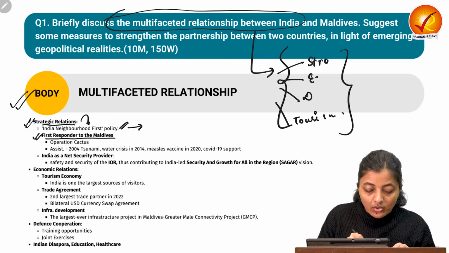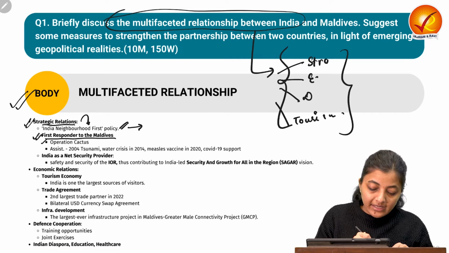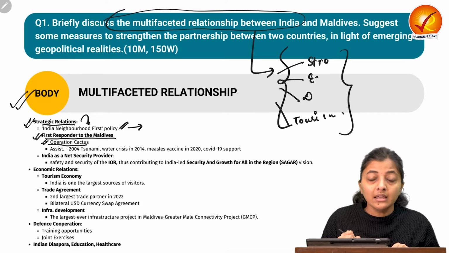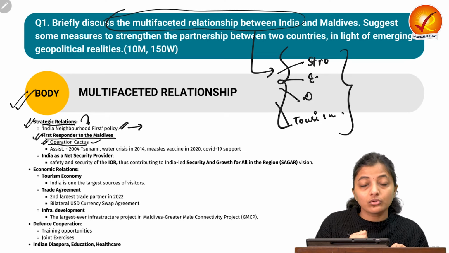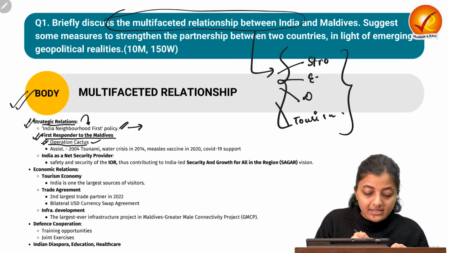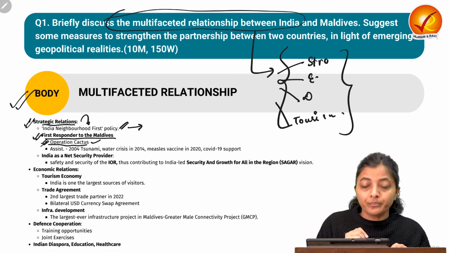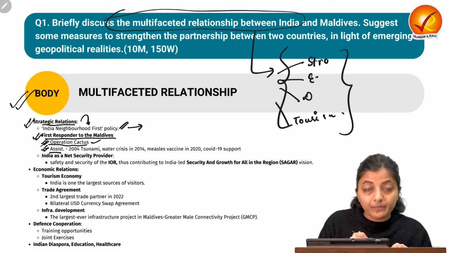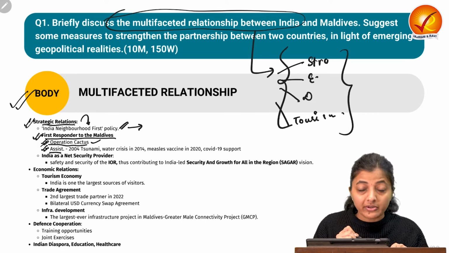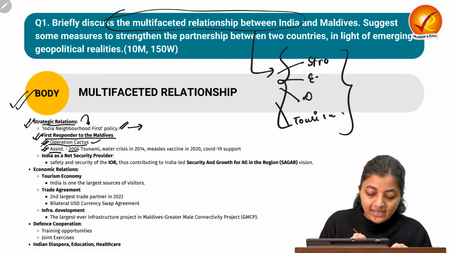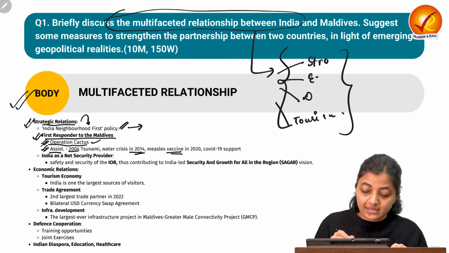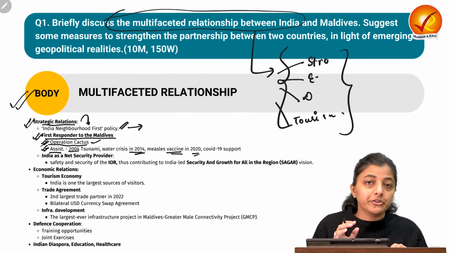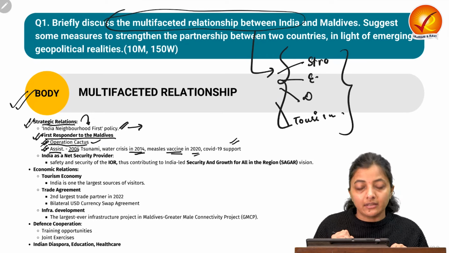Also, India is always the first responder to Maldives. Take the example of Operation Cactus, when people tried to carry out a coup in the Maldives in 1988. India, via its intervention, halted that coup attempt. Second, India is always at the front foot to give assistance, like in the 2004 tsunami and the water crisis in 2014. Next is providing 30,000 doses of vaccines in 2020. Finally, the holistic support at the time of COVID-19.